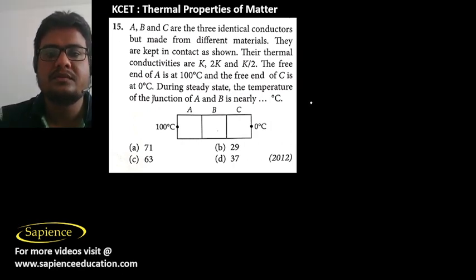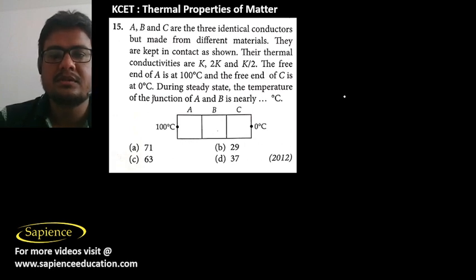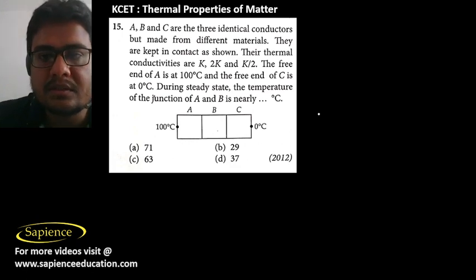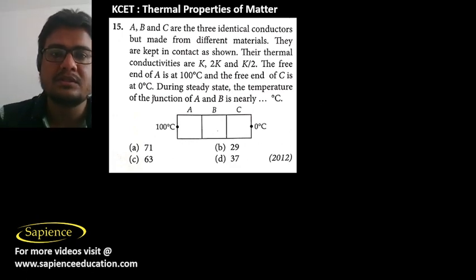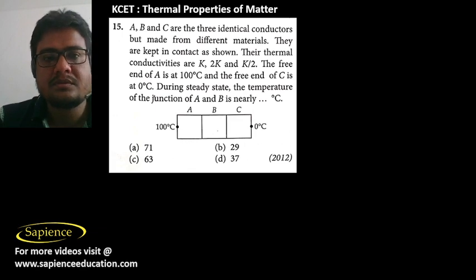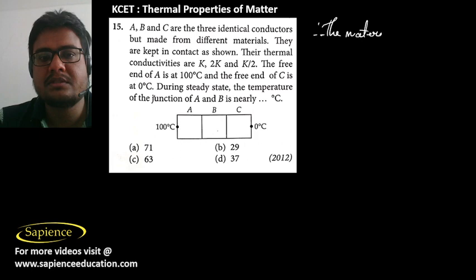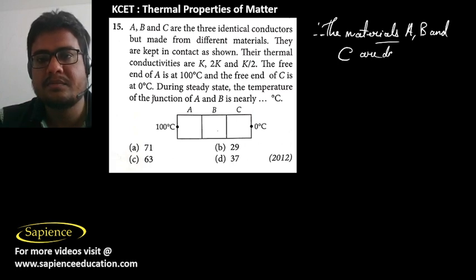Then we shall solve the last question of this class, and the remaining questions we shall continue in the next part of this chapter. Okay, so here it is told that A, B and C are three identical conductors but made from different materials. It means the materials A, B and C are different actually. They are not the same.